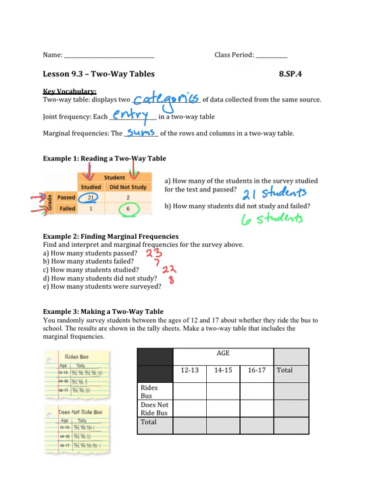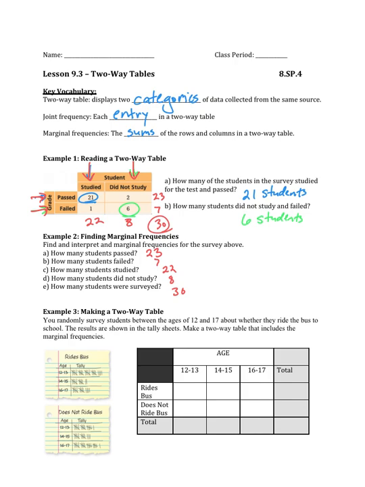And then last, how many students were surveyed? So we're going to either total up our 22 plus 8 to get 30 students, or we can add up our 23 plus 7, and either way we get this total of 30 students.